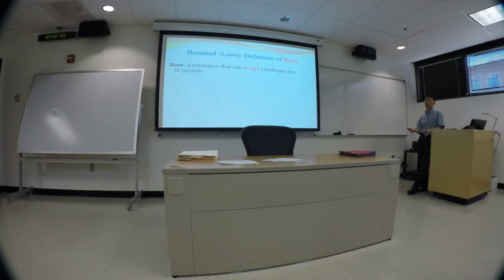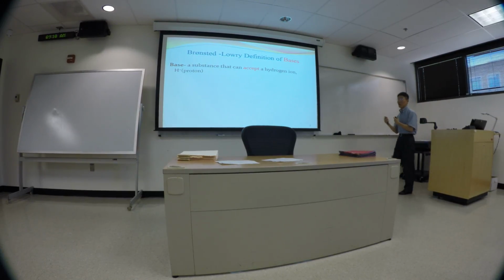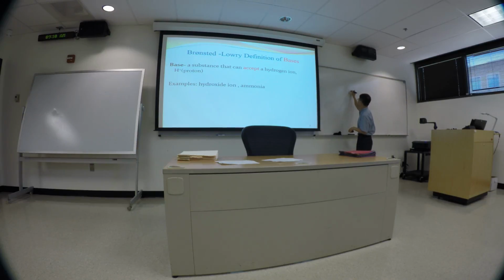Accept. So give and take is always happening simultaneously. When someone is giving out something, whether it's a proton, hydrogen ion, or electron, there has to be someone out there that can take them in. Okay, so the Bronsted-Lowry definition says a substance that can accept a hydrogen ion is a base. Examples of bases: we can have hydroxide ion, and we can have ammonia.